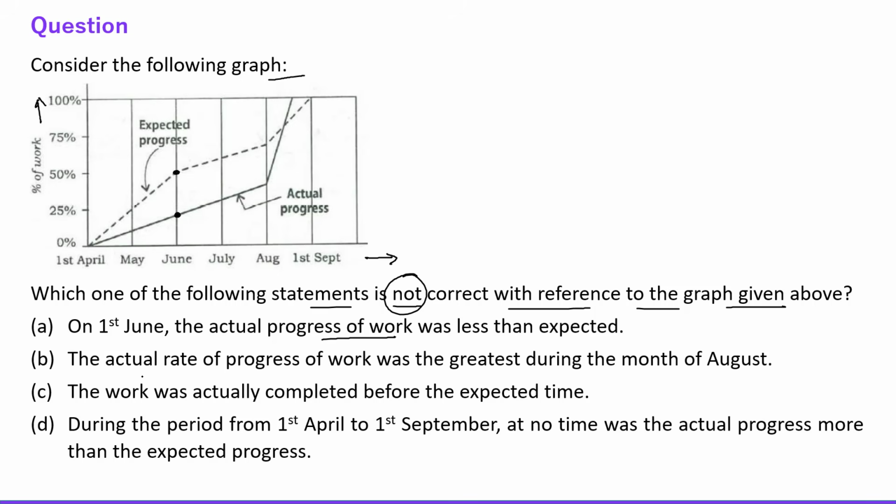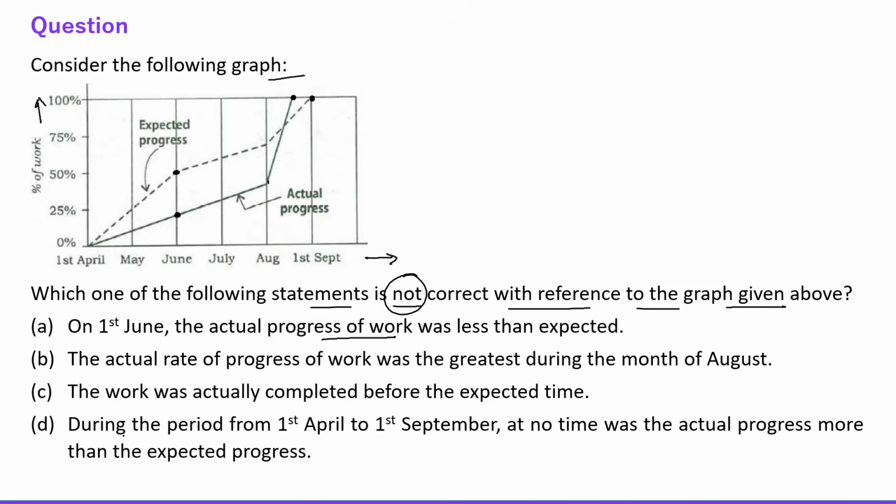Next statement number B. The actual rate of progress of work was greatest during the month of August. During the month of August, the actual rate was greatest. Yes, the graph says so. It is correct. The third one is, the work was actually completed before the expected time. Yes, this is also correct because the expected time of completion is 1st of September. But the work was completed somewhere in mid-August, right? So the work was completed before the expected time. This is correct.